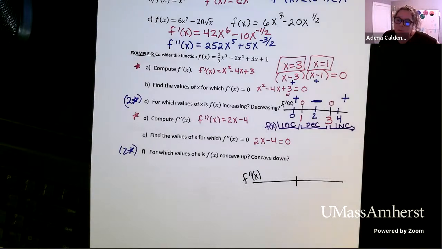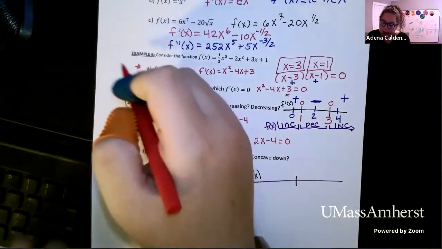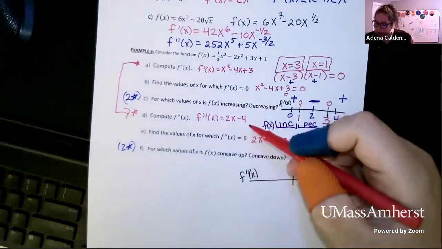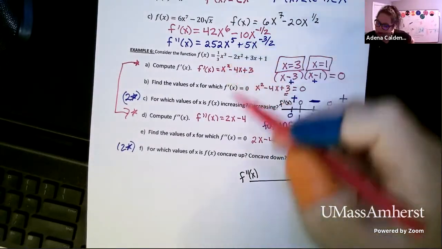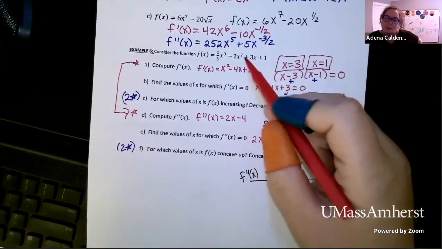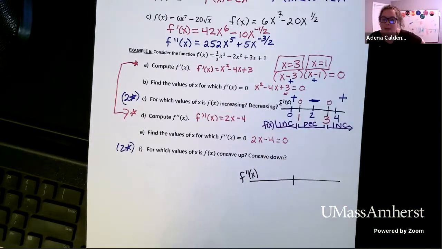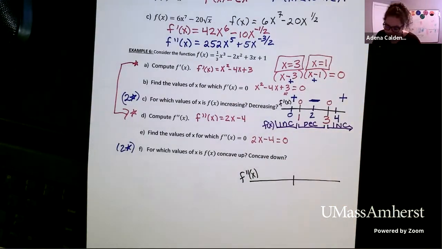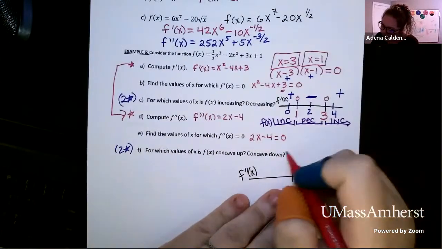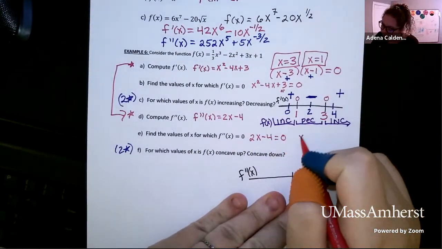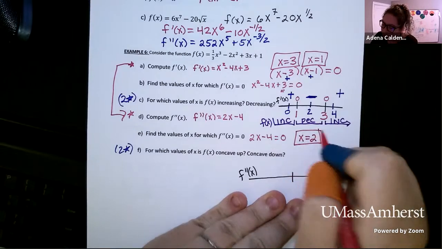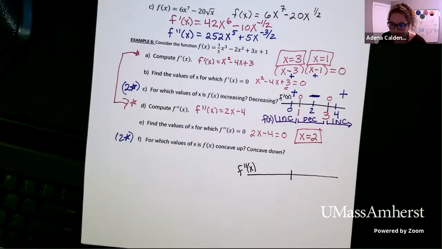Okay. For part D, I'm looking at the second derivative. So I go back to my first derivative from part A to find my second derivative. So here I have x squared. The 2 comes down, so I have 2x. The derivative of minus 4x is minus 4. And the derivative of 3 is 0. So my second derivative is 2x minus 4. The next part asks me where that equals 0. So I set my second derivative equal to 0. I can add the 4 over and divide by 2. And I find that my second derivative equals 0 at x equals 2.